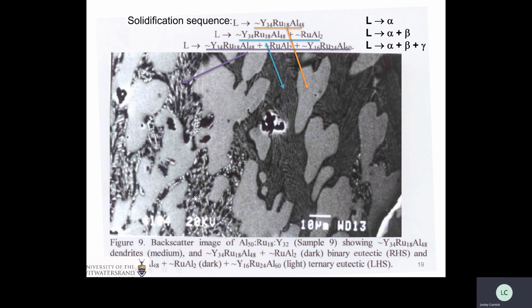And then here we've got the ternary. We've got 3 phases. We've picked up the gamma, which is the very bright phase. Okay, so we've got the primary phase here, then we've got the binary eutectic there, and then later on we're forming the ternary eutectic there. And that's because different parts of the sample solidify differently.